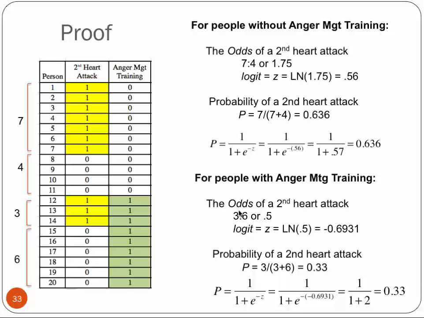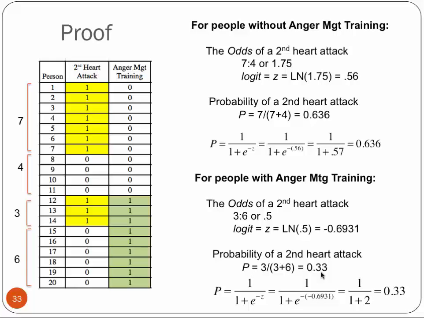It also works down here. So the odds of the second heart attack was 0.5. If we take the natural log of that, we get a negative 0.6931. We know the probability here already. There's 3 heart attacks to 6 non-heart attacks, so that's 3 over 9. There's a 1/3 chance of having a second heart attack if you've had the training. So since this logit value is known now, we can plug this into our logistic response function and calculate the probability of having a second heart attack, which happens to be exactly what we calculated here before.